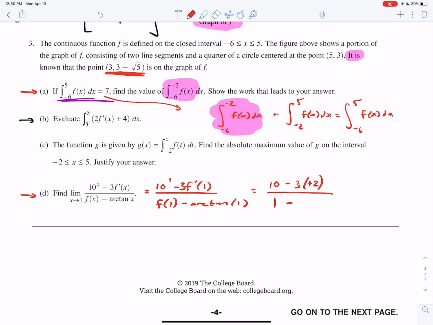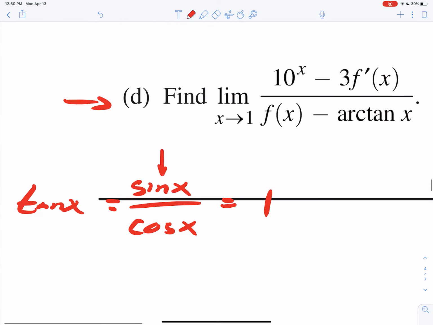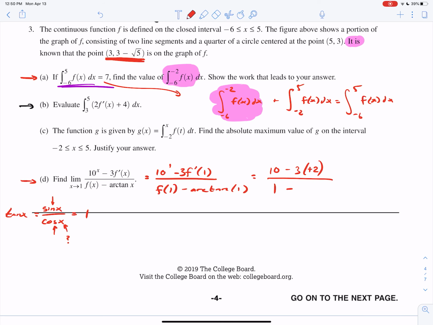If you guys remember back in trig, tangent is pretty much sine over cosine. We want tangent to come out to 1, which implies that sine and cosine have to be the same, right? At what angle will sine and cosine have the same value? That's at pi over 4. At pi over 4, sine is rad 2 over 2, and cosine of pi over 4 is rad 2 over 2. So it makes sense.